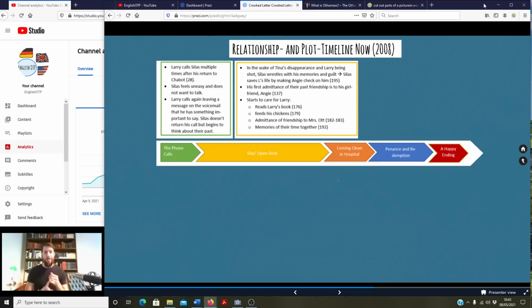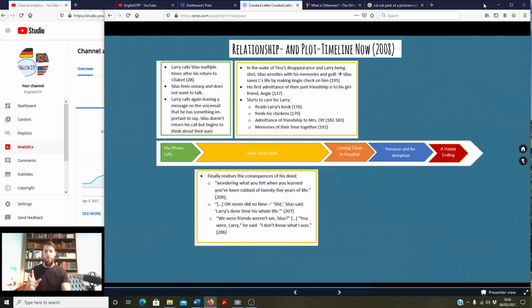So he reads Larry's book, he reads The Night Shift, he feeds his chickens, he admits his friendship to Mrs. Ott when he visits her in the home, and he has a lot of memories of their time together come back to him, and he admits that he enjoyed this time. Okay, so this is where the change starts to happen more and more. And finally, he realizes the consequences of his deed. I mean, maybe he has realized them before, but this is the first time that he admits them.